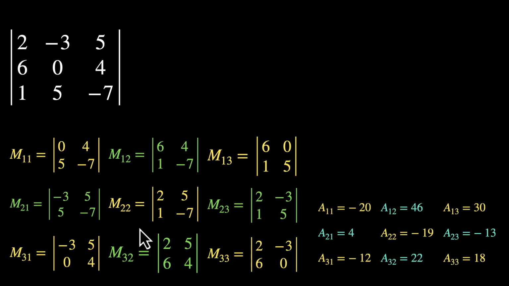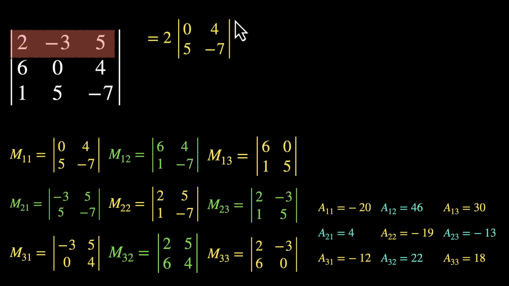Let's move on. Let's also find the magnitude of this determinant. We can do this using the first row. So if we do this, we have 2 times 0 times minus 7 minus 5 times 4. That's actually the cofactor corresponding to this element. So that's 2 times determinant of 0, 4, 5, minus 7. That's the cofactor for this element. That's actually A11. Then we have minus 3 times 6, 4, 1, minus 7.